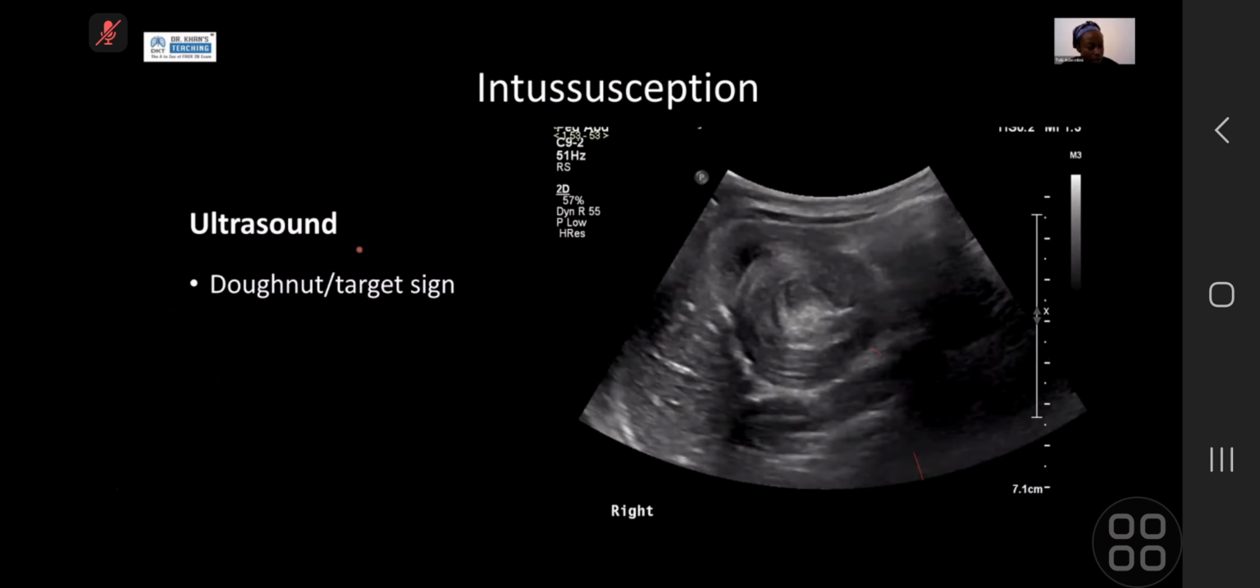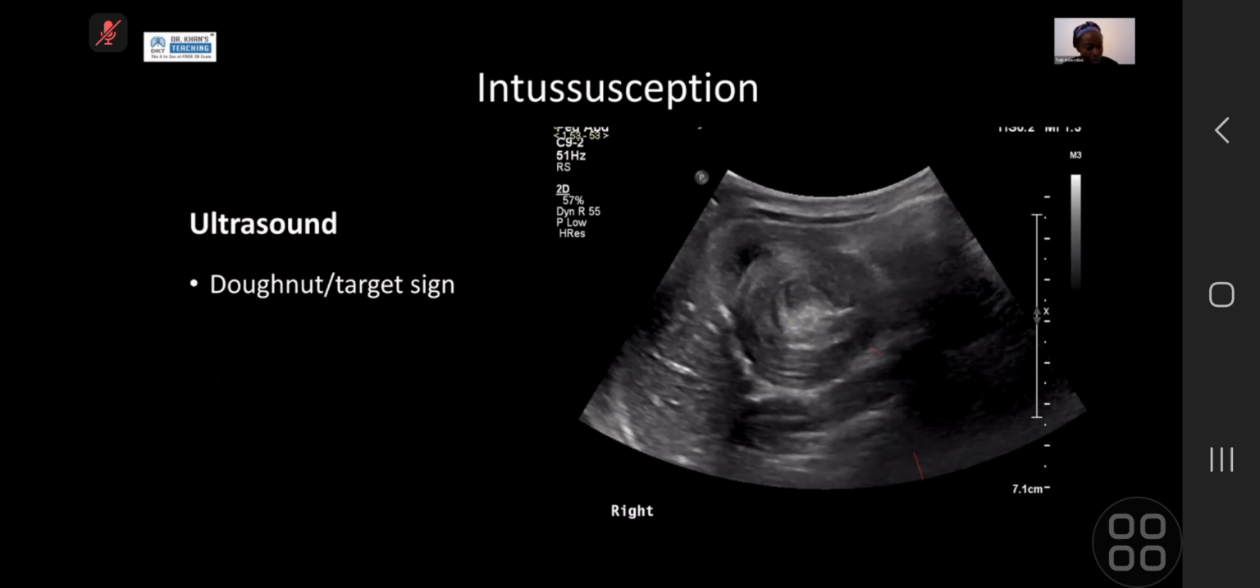So the donut sign is because you get concentric alternating bowel wall layers. So the mucosa and the muscularis are echogenic, and then you get hypoechoic bands, which are the submucosa. And that's what you see here. So you get alternating bands. You can see hyperechoic, hypoechoic, hyperechoic, hypoechoic, and then centrally in the middle, you get that mesentery that's been pulled in.